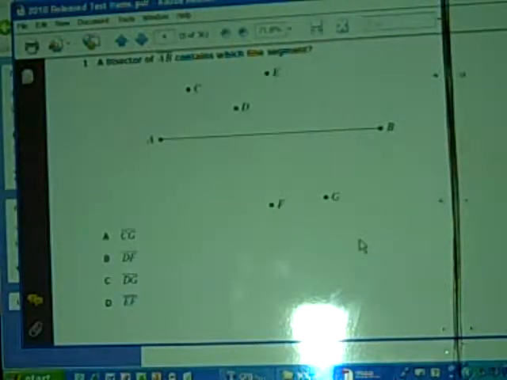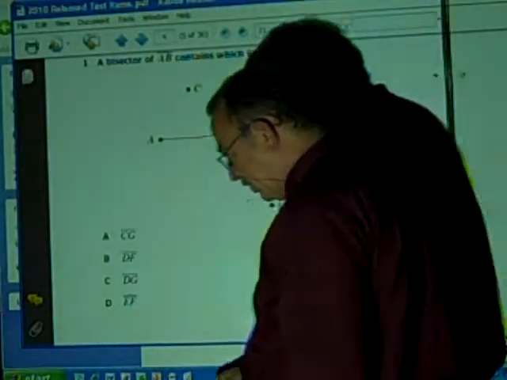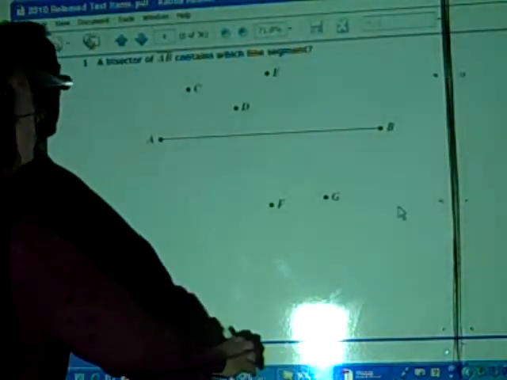Okay, welcome to your 2010-2011 SOL review. All right, we're going to go through all the problems here so you know how to do them and you can pass the test. Okay, number one says a bisector of AB contains which line segment?